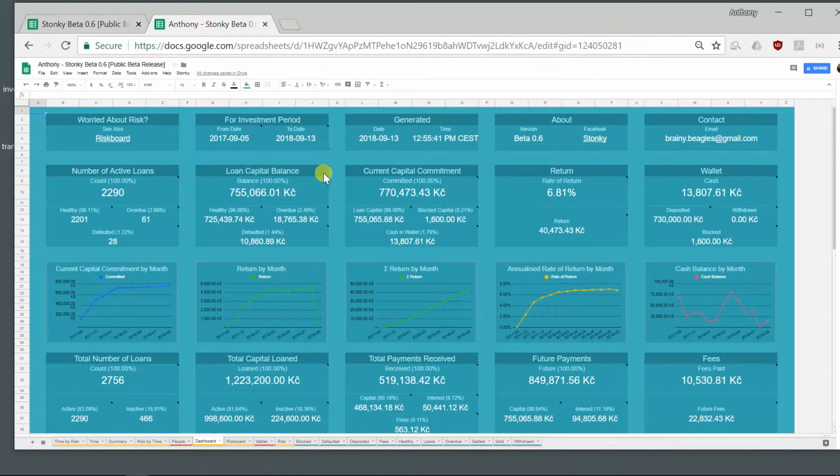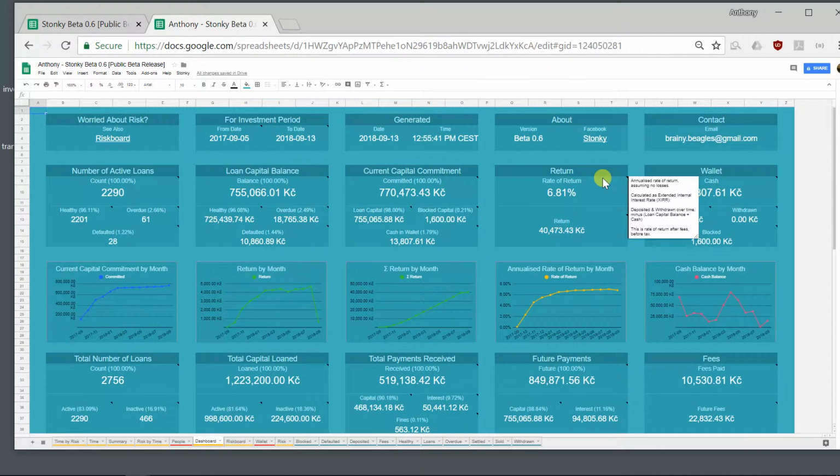So the loan capital balance: how much money do I currently have tied up in Stonky? That is for healthy, overdue, and defaulted loans, money that has not been paid back yet from loans. And current capital commitment adds to that the cash in my wallet and blocked capital. So this is in some sense dead money, money that I have in Stonky that isn't yet earning a return.